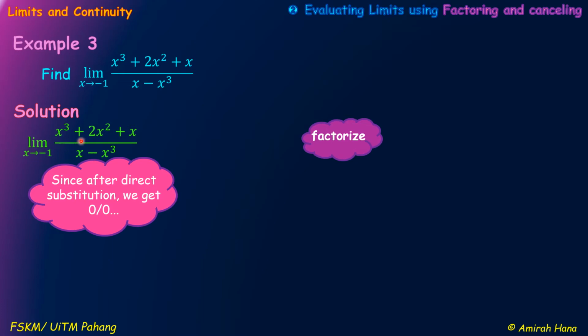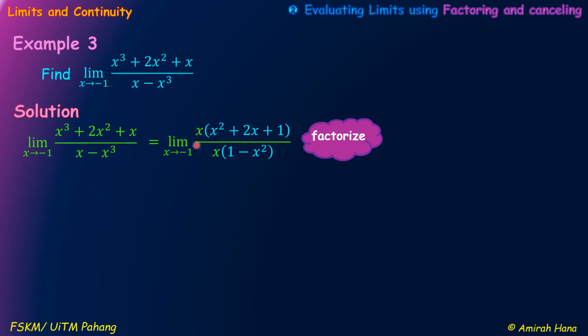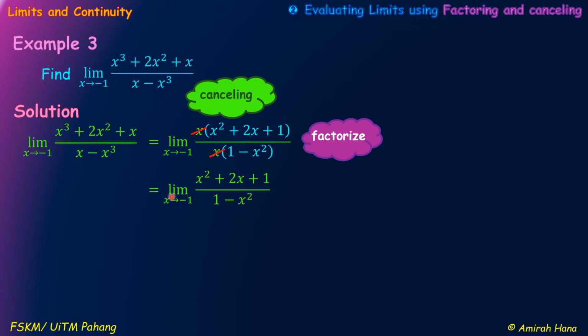We are given f(x) and g(x) in polynomial form. So from here, after we factorize, we get this. We can factorize x from both numerator and denominator. Then we can cancel x from numerator and denominator. After that, we get the limit as x approaches -1 of (x squared plus 2x plus 1) over (1 minus x squared).